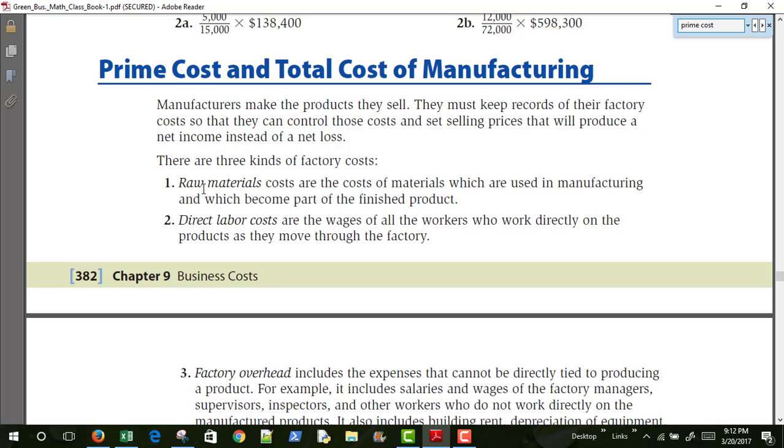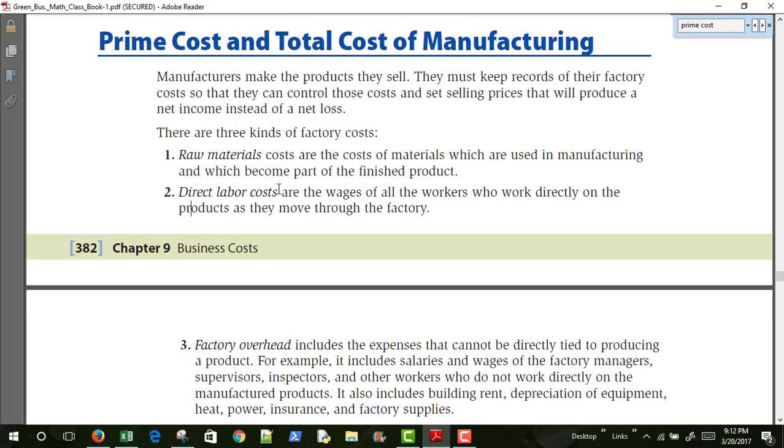You have raw materials. These are the things that go into the product. That could include packaging. It includes the ingredients. If you're making cherry pies, it would include the pie tin, the crust, the cherries, all the stuff that goes into it, including the packaging. Direct labor costs. These are the wages of the workers who are directly involved in making the product as it moves through the factory, as it says right here.